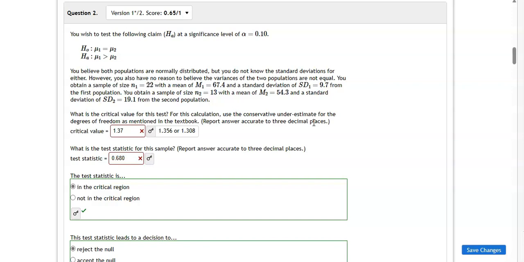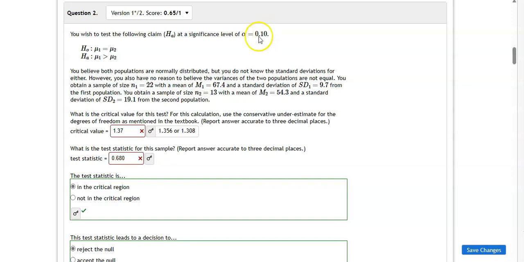Okay, so let's look at the critical value. It says to use the conservative underestimate. Now, all this means for our degrees of freedom, we're going to use the t distribution because our sample sizes are small. But for the conservative underestimate we use for the degrees of freedom, we look at the smallest sample, which is the 13, and we just subtract 1. So our degrees of freedom are 12.